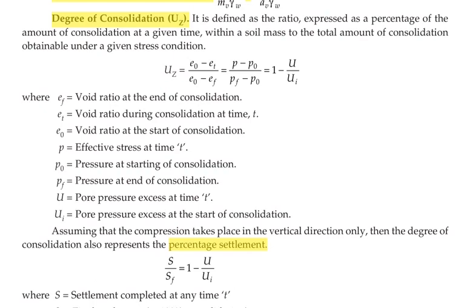et is equal to void ratio during consolidation at time t. e naught equal to void ratio at the start of consolidation. p is equal to effective stress at the time t. p naught equal to pressure at starting of consolidation. pf equal to pressure at the end of consolidation. u equal to pore pressure excess at time t. ui equal to pore pressure excess at the start of consolidation.